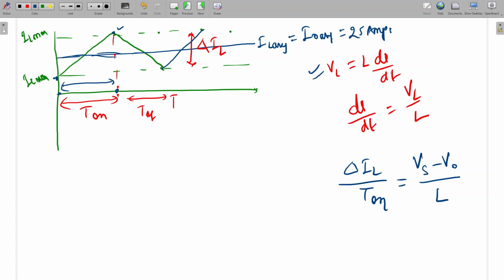So this equation I am applying. VL is equal to L di by dt. So di by dt is equal to VL by L. During the on duration, what will be the value of VL? It will be Vs minus V naught. Okay. So from here we can calculate the slope of this line.